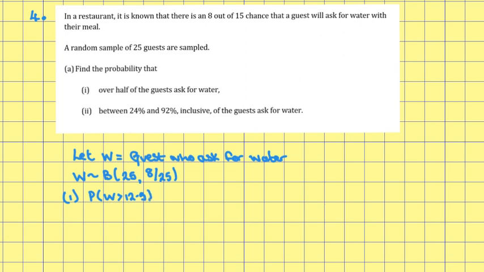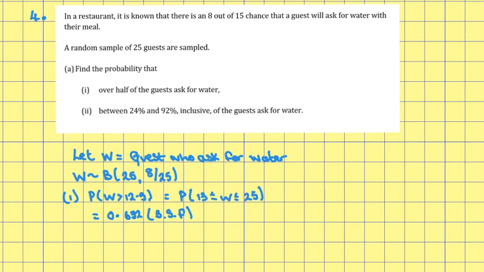So that will give us the probability of 13 is less than or equal to W is less than or equal to 25, which when you go to the calculator gives you a probability equal to 0.632 to 3 significant figures.